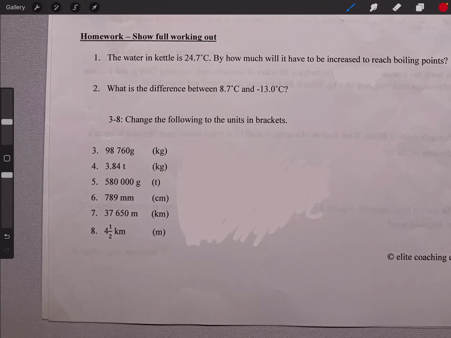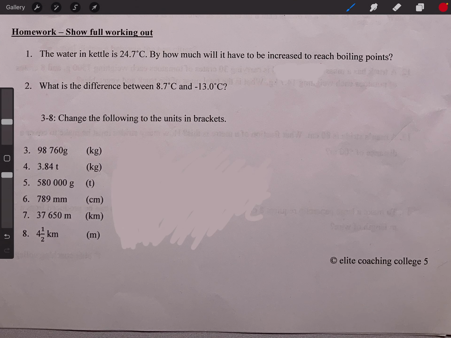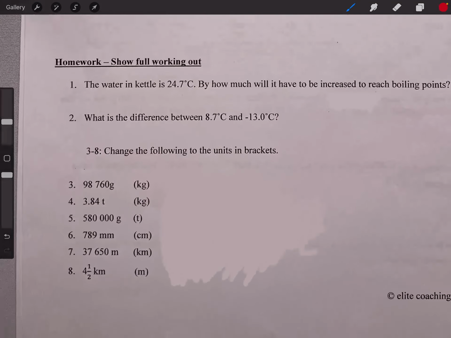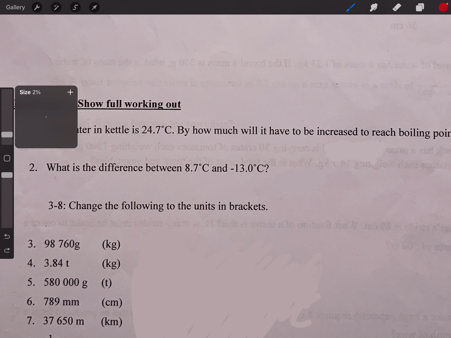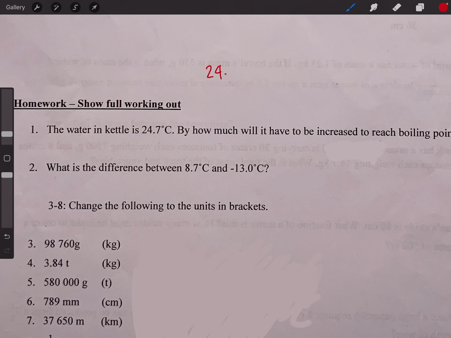On page 5, homework is at the bottom. It says the water in the kettle is 24.7 degrees Celsius. By how much will it have to increase to reach boiling point? Now, boiling point of water is 100 degrees. So from 24.7 to reach 100 degrees, how many more degrees have to be raised? So just do a simple subtraction to find out the difference.